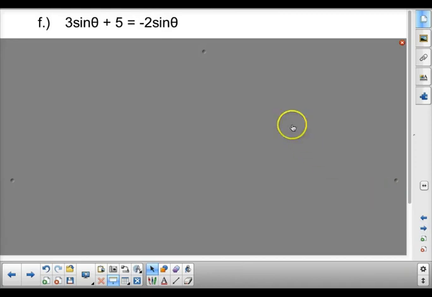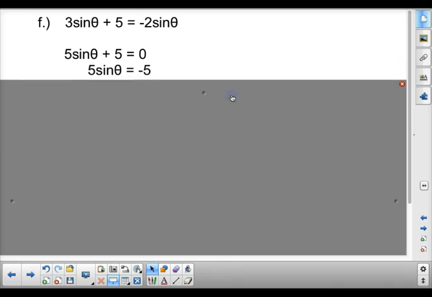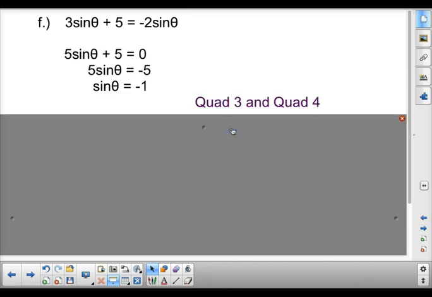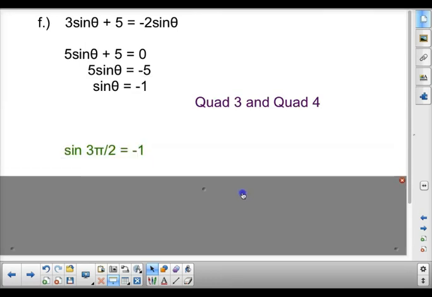Why don't you try this one? I'm going to get my sines together by adding 2 sine theta to both sides of the equation. I'm going to subtract 5. I'm going to divide by 5. Now I have the sine of theta is negative 1. I'm talking about negative values, so I'm in quadrants 3 and 4. And my only solution is 3 pi over 2.